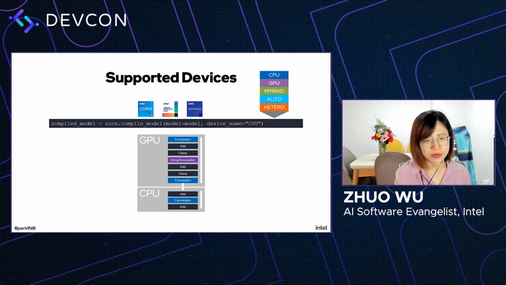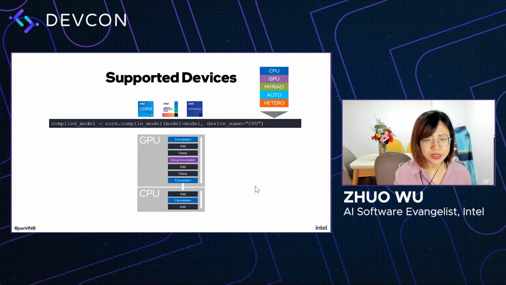For example, you can see that here we have split computations like group convolution onto the GPU, because we know that very complicated convolution computations run really fast on GPU. And also we split the add and convolution computations onto the CPU. So by splitting these computations across different devices, we can maximize the AI inference performance we could achieve.